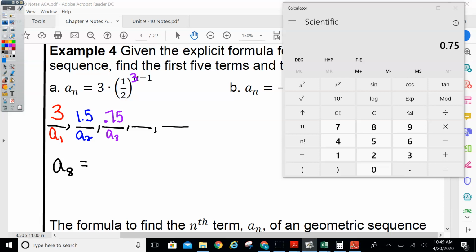You can try to type it all in at once. So for example here, for the fourth one, for A4, I'm going to try to type this all in at once on this calculator, but then I'll show you how to do it on the other one, which might be better. So you can do 3 times parentheses 1 divided by 2 exponent, and then here you're going to need to put this in parentheses as well. So parentheses 4 minus 1.